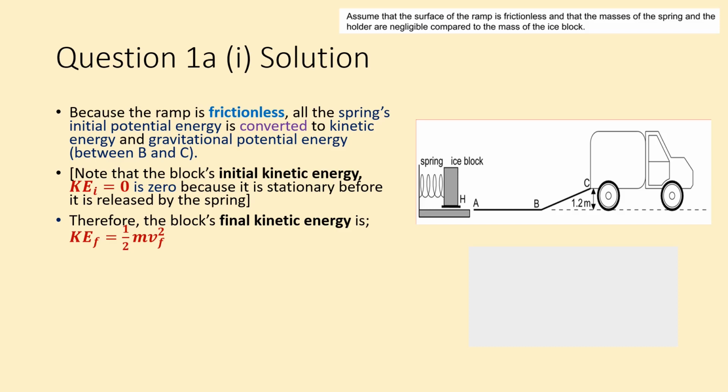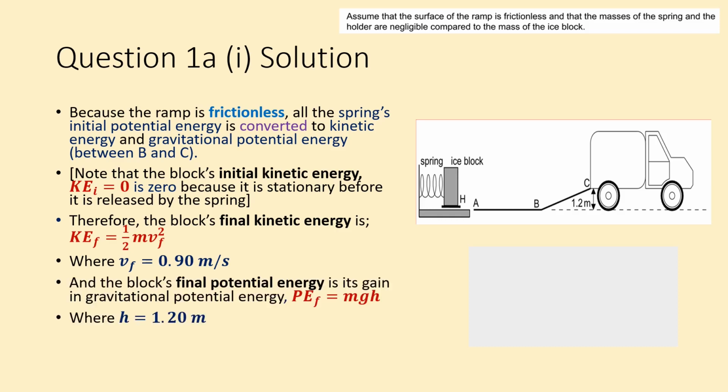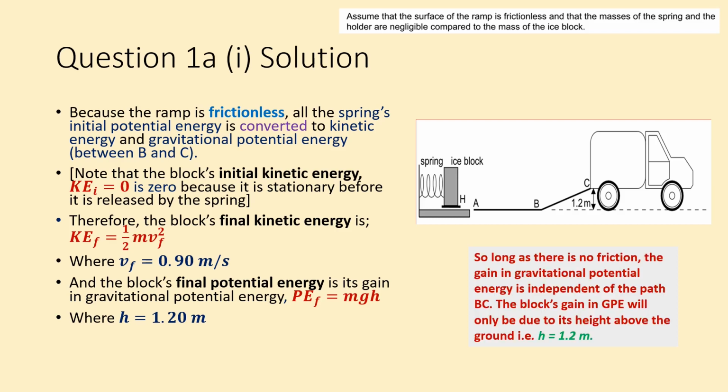Okay, and then the block's final kinetic energy will be based on the speed that it has at point C, and that is given to us in the question as 0.90 meters per second. We also have the fact that it's going to gain gravitational potential energy along that section between B and C, and we know the potential energy equation is mgh. Our h value here is 1.2 meters. So let's put that all together then.